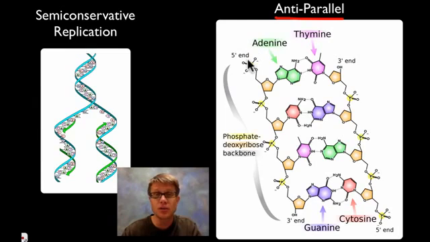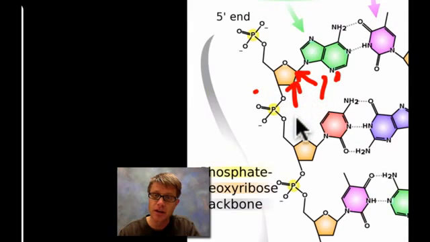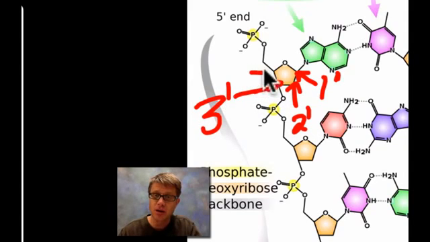So basically, how do we tell which way it's going? Well, we do that based on the sugar. If we look at this sugar right here, the sugar is going to have a carbon here. We call that carbon the 1' carbon. It's going to have a carbon right here, and we call that the 2' carbon. It's going to have a carbon right there. We call that the 3' carbon. It's going to have a carbon right there called the 4', and then it's going to have a carbon right here, and that's called the 5'.